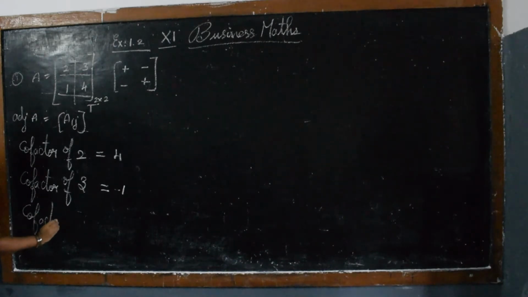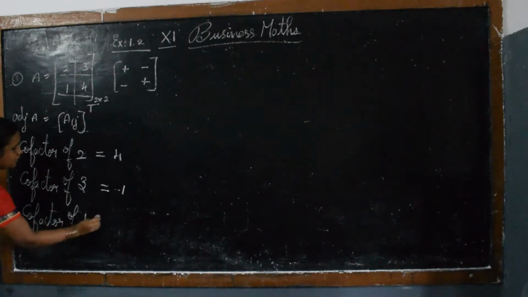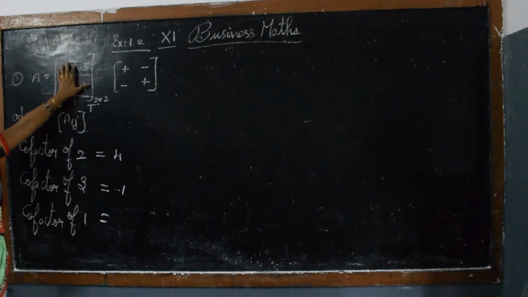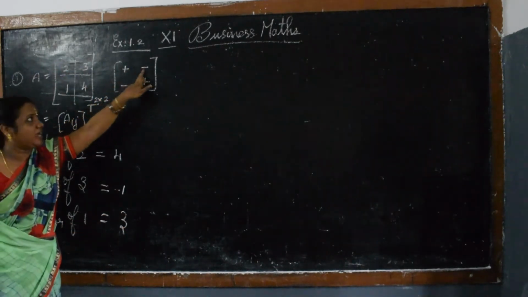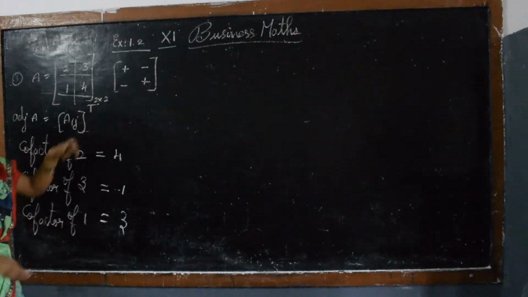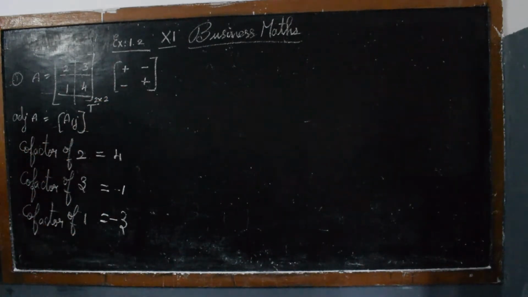What is the cofactor of 1? See, this is 1. Eliminate this row and column. Now the remaining is 3. But see the sign, plus minus. Next one, you have to put minus. For 3, you have to put minus. Okay. Next, what is the cofactor of 4?